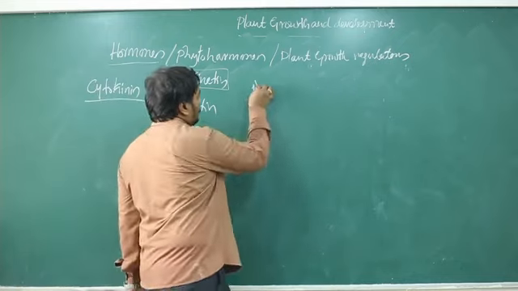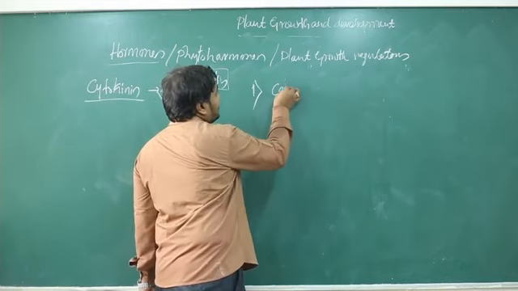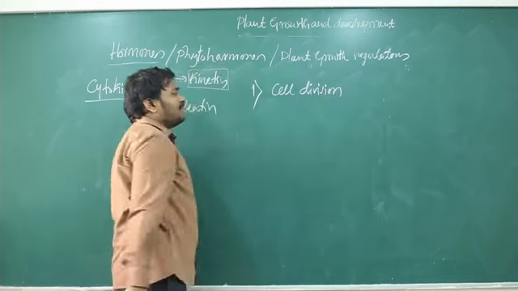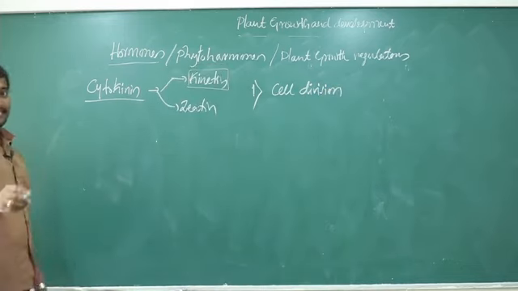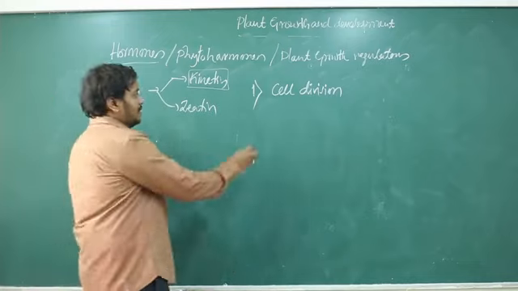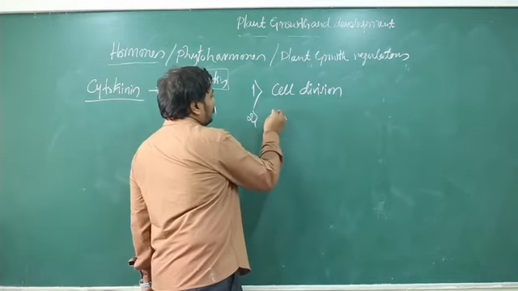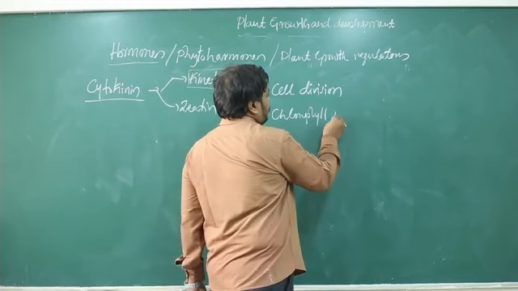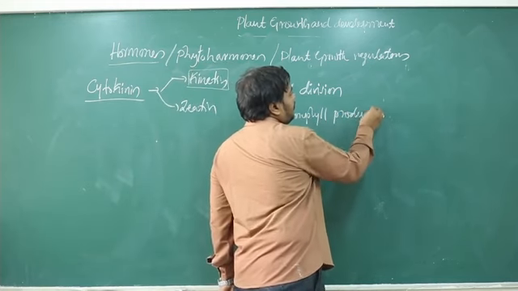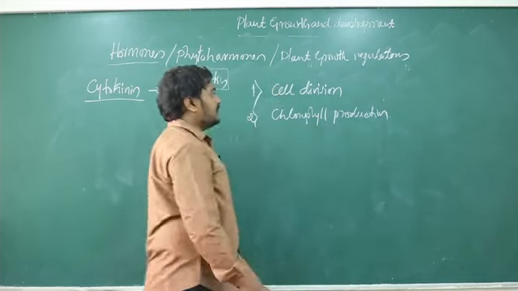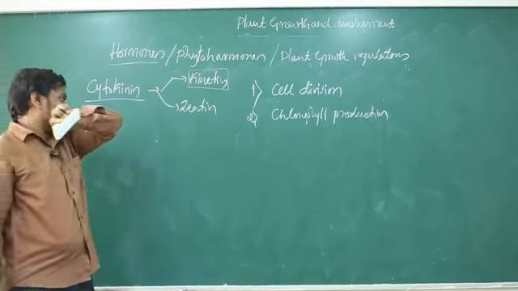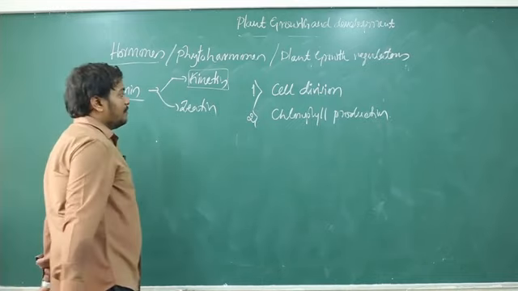So what is the physiological application of cytokinin? Cell division. So it helps in cell division. This is the main function of cytokinin. Cytokinesis, it helps in cell division. Then chlorophyll production. It helps in chlorophyll production. So if any leaf looks yellow, if you spray the cytokinin, the leaf becomes green because of more chlorophyll production. Cytokinin induces chlorophyll production.